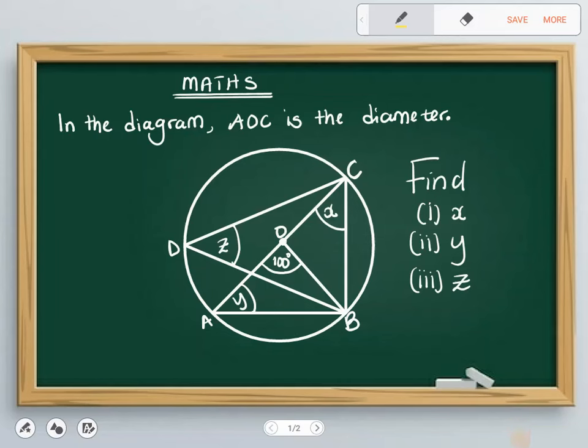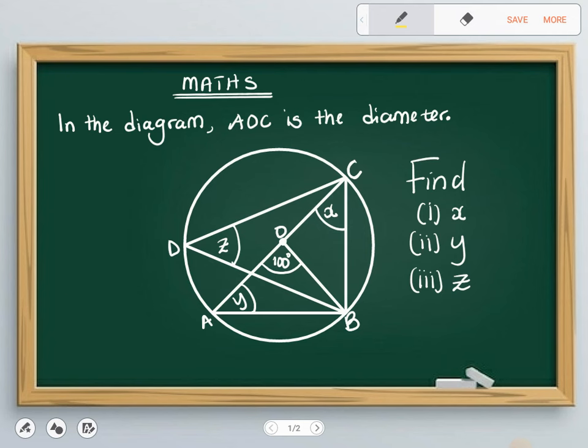We have a problem. AOC is the diameter. Find x, y, and z. These are angles. So how can we find these angles? Now, this is circle theorem for those who are dealing with angle properties.